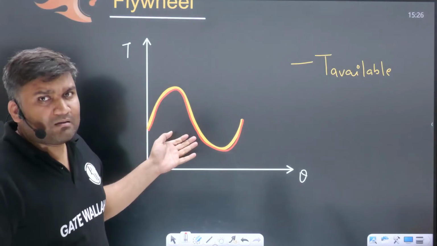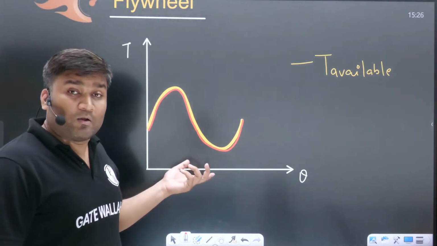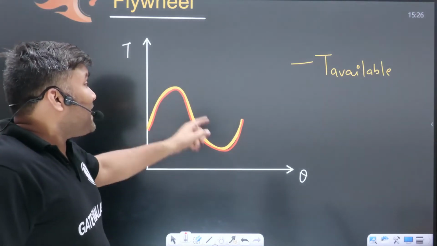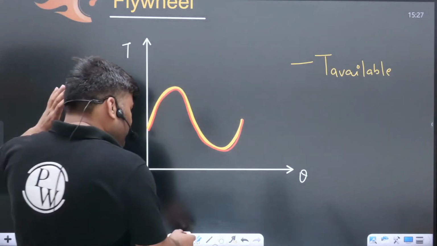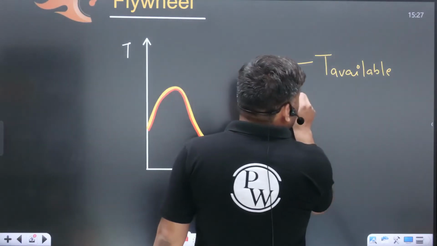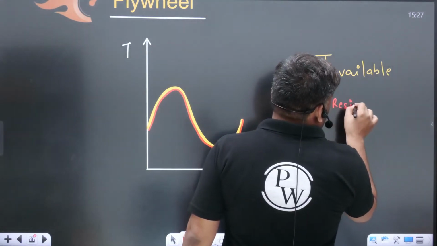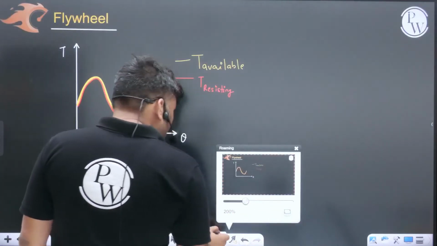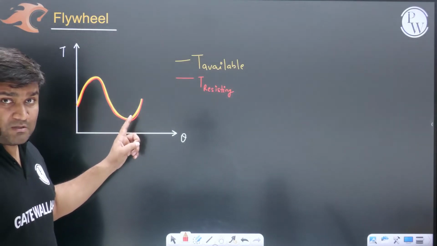Do you need any flywheel? No. Do you need any flywheel? No, not at all. Why? Because sir, in the torque theta diagram, available torque is drawn here, resisting torque is drawn here, and between both there is no difference at all. Now there is no difference, so flywheel is not required. This red color I have drawn for resisting torque. Getting a point? No flywheel is required here. Getting a point? Is it making sense?